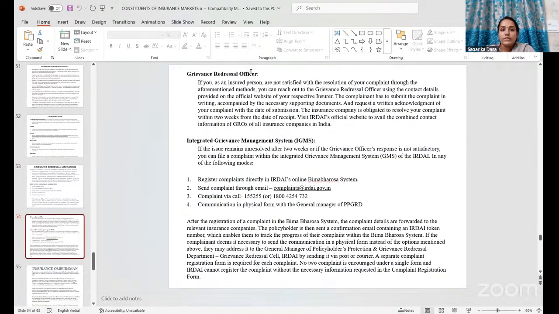Then the second one is the grievance redressal officer.